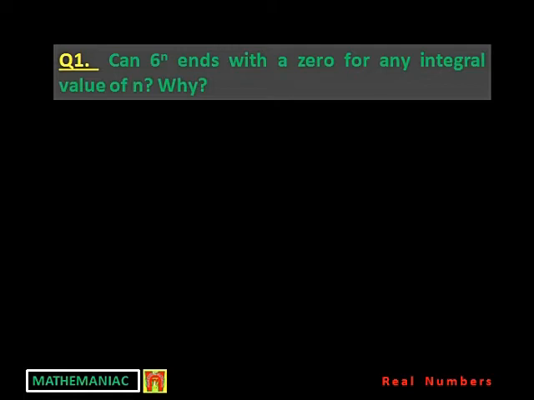Can 6 to the power n end with a 0 for any integral value of n? Whatever may be your answer, you have to give a reason. Let me directly start with this. Now 6 to the power n, 6 can be broken into prime factors as 2 into 3, which ultimately will be written like this.